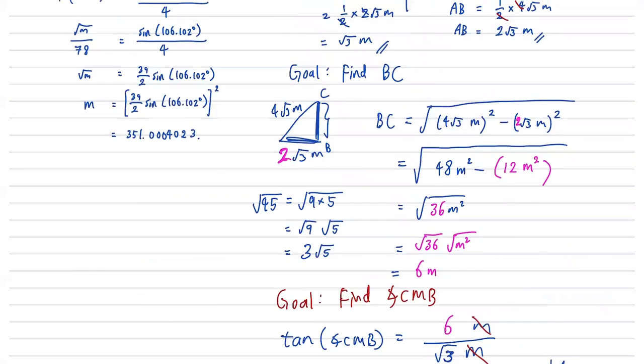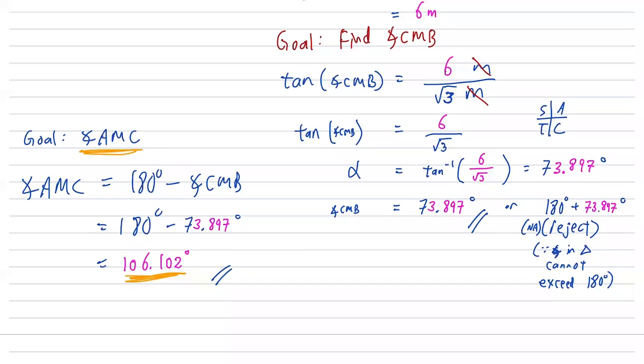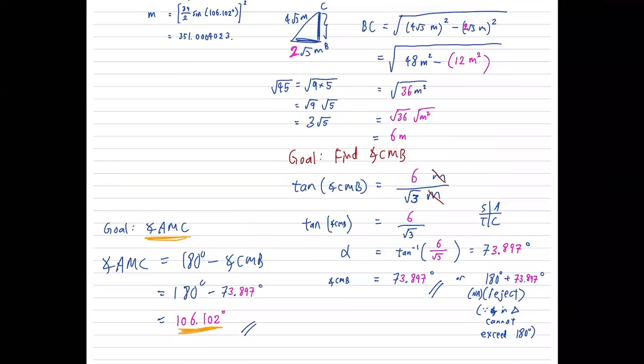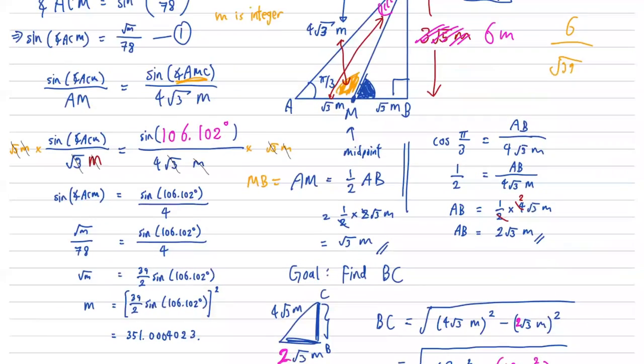So now we know angle CMB, we can find angle AMC. Just take 180 degrees minus angle CMB because they are angles on the same straight line. Subtracting, I get 106.102 degrees. Again, it is no longer an exact value, it's an approximation of the actual angle. Now, knowing that angle AMC is 106.102 degrees, I can substitute it back in over here, then try to solve for m.